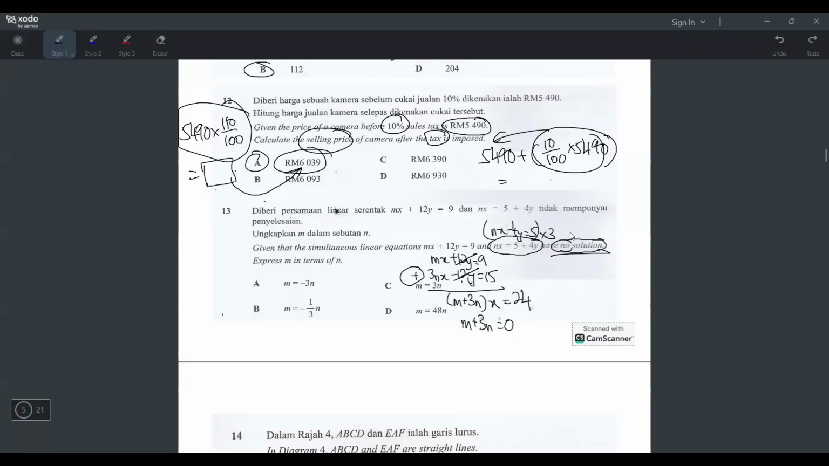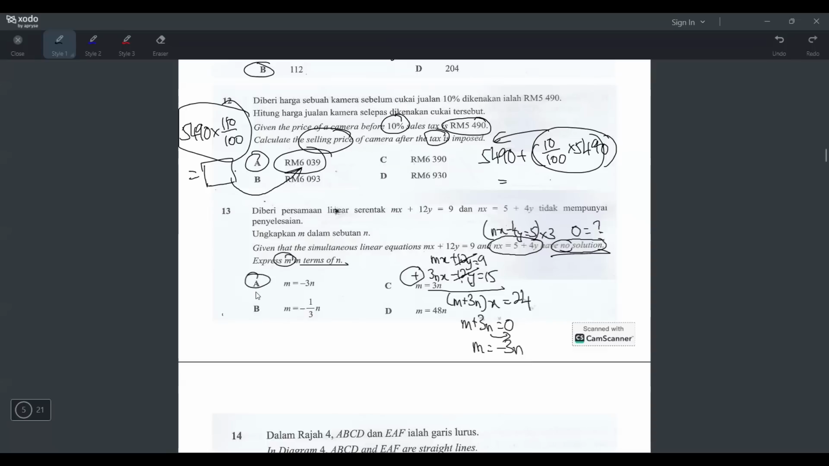So remember this, no solution means what? It means the coefficient of one side is 0, but on the other side it can be whatever number you want, right? But you have to make sure the coefficient on one of these sides must be completely 0. So that's why I write m plus 3n equals 0. But the question says express m in terms of n. So we must make m single. So move this over to become minus 3n. So the answer is A.